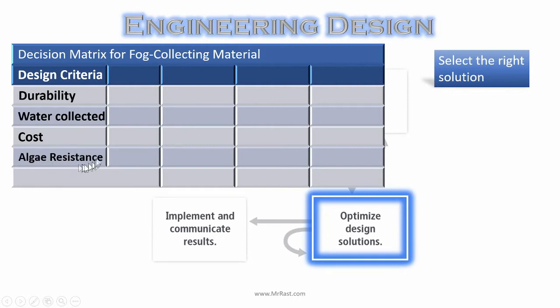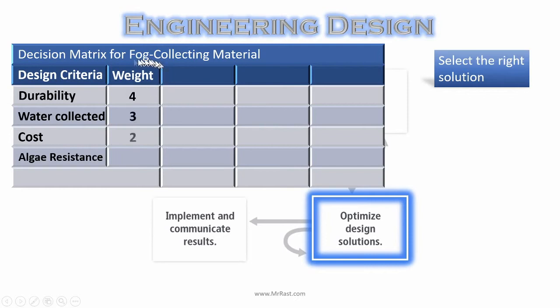And perhaps our last criteria in this example is going to be algae resistance, because if it's collecting water and the sun is out, it will also start to collect algae. It'll start collecting algae on the surface, and then it won't collect water very well. So you're going to have to clean these nets regularly to get rid of that algae. So algae resistance could be another criteria. But with these criteria, some might be more important than others.